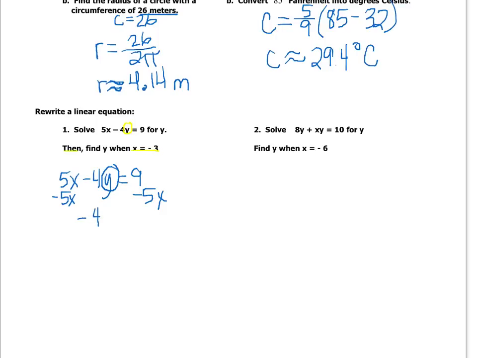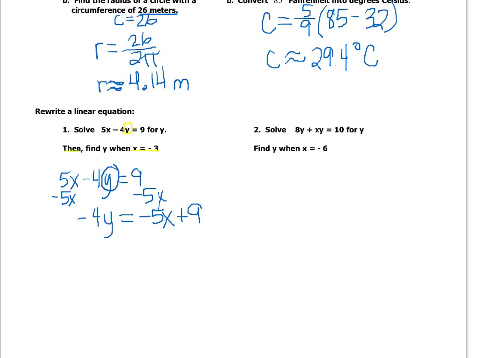So I have negative 4y equals, and I always like to keep things in slope-intercept form. I like slope-intercept form. It's easy to graph. It tells me a couple things real quick, the slope and the y-intercept. So I'm going to put my negative 5x first and my plus 9 last. I always put my x term first.